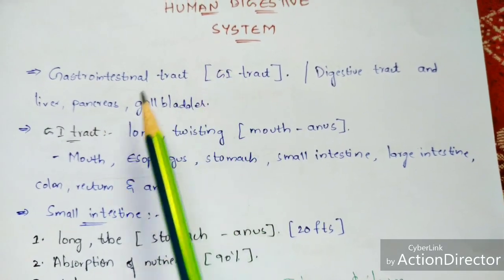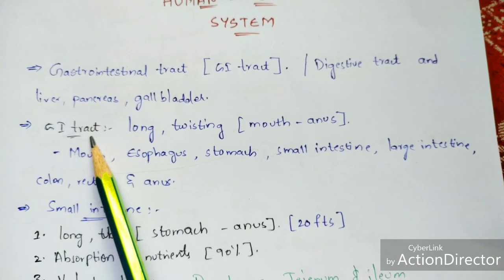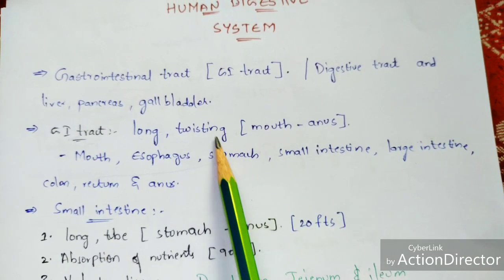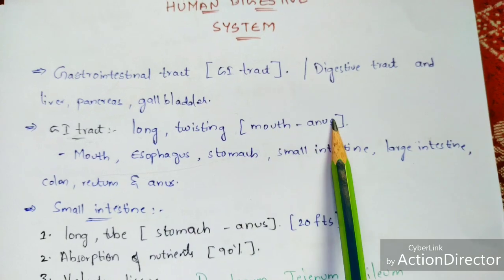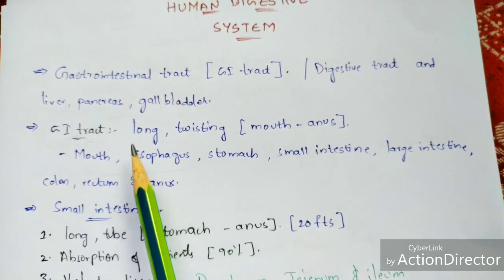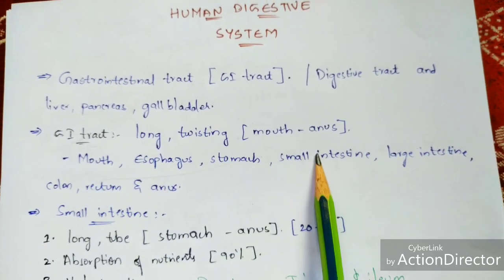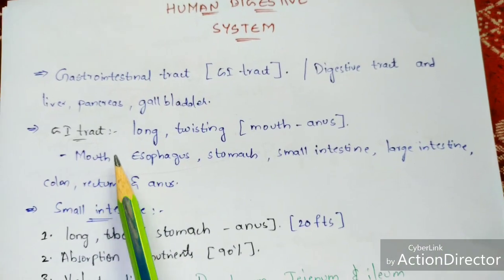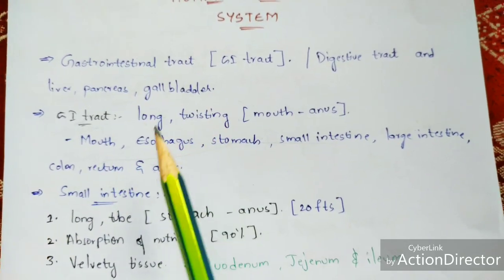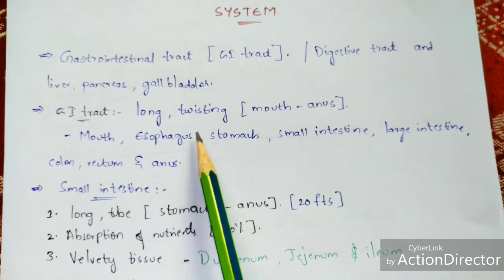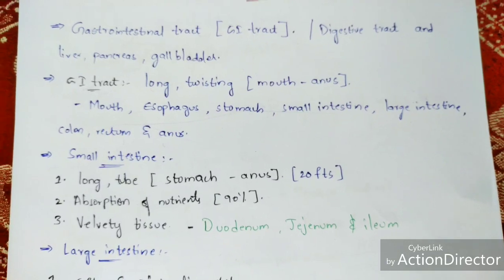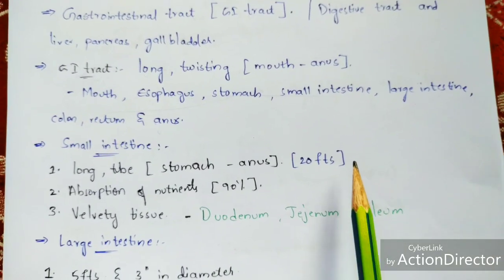Next, discussing the gastrointestinal tract or digestive tract, it is a long twisting tube, and normally this tube begins from the mouth and ends at the anus. Between the mouth and anus there are many body parts which are responsible for digestion. The parts are the esophagus, stomach, small intestine, large intestine, colon and rectum. These are the parts mainly responsible for the digestion process. A brief explanation of all of these parts will be given later. For now let us discuss just the introduction of the human digestive system so that you can easily understand.